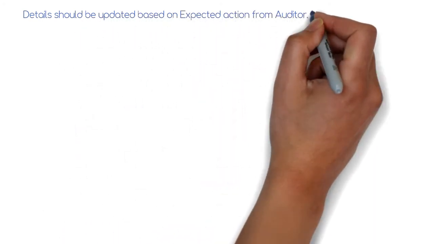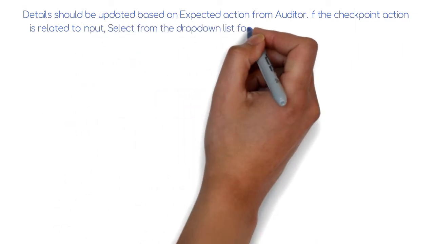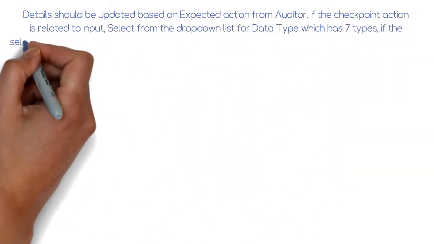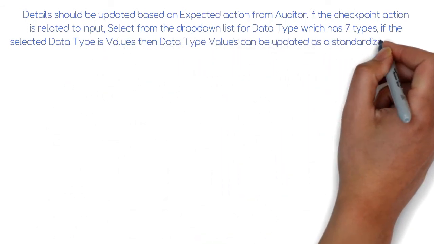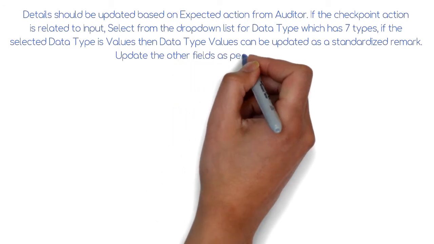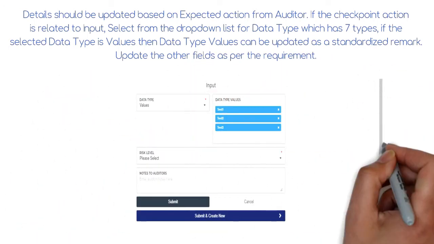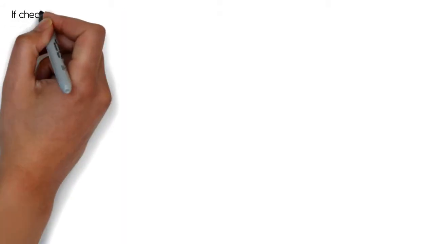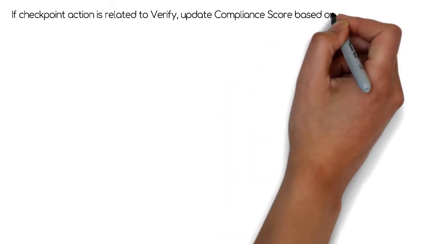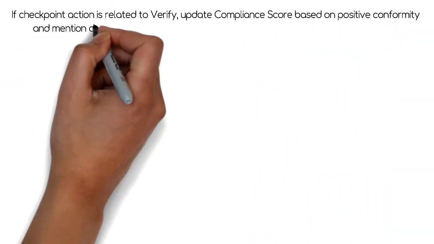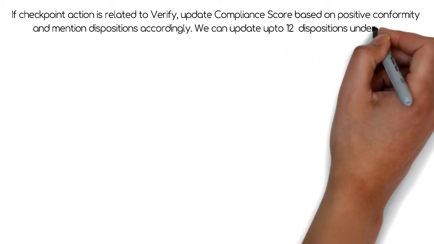If the checkpoint action is related to input, select from the drop-down list for data type, which has 7 types. If the selected data type is values, then data type values can be updated as a standardized remark. Update the other fields as per the requirement. If the checkpoint action is related to verify, update the compliance score based on positive conformity and mention dispositions accordingly. We can update up to 12 dispositions under each compliance score.